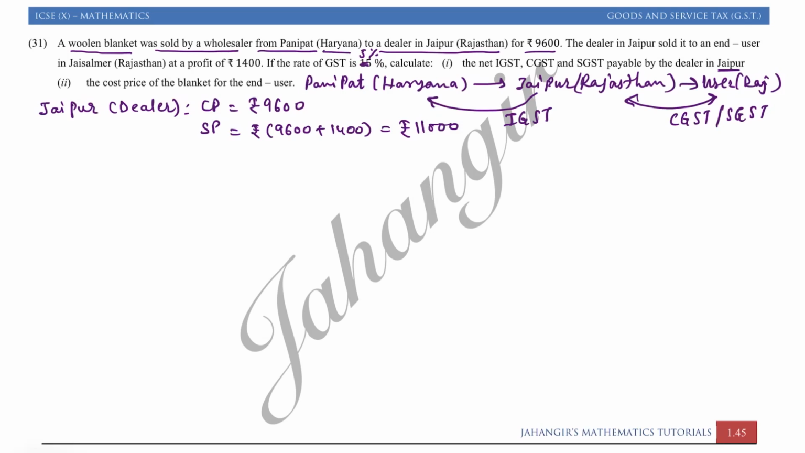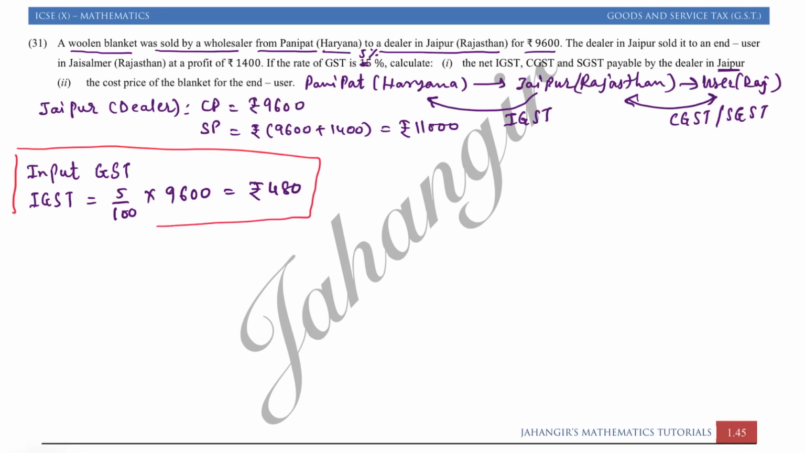Now we will find input tax, input GST. So input GST will be IGST because while buying he had bought it from another state. Whenever a transaction takes place from another state, the dealer has to pay IGST. So IGST is 5% of rupees 9,600. So that is rupees 480. Hope input GST is clear now. Input GST is calculated on the purchase price.